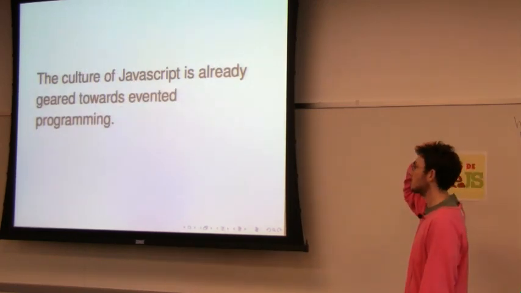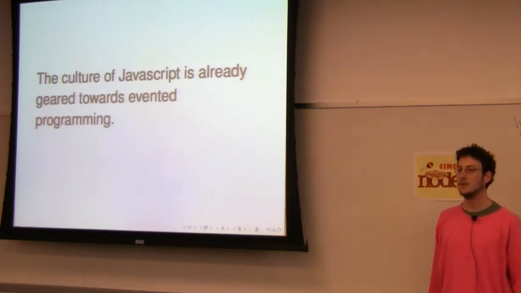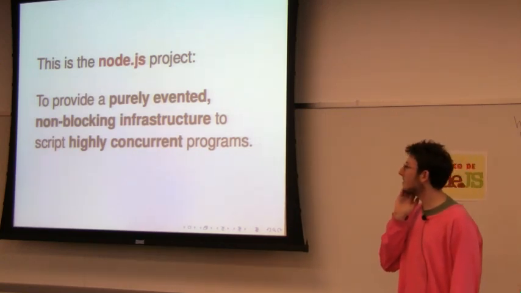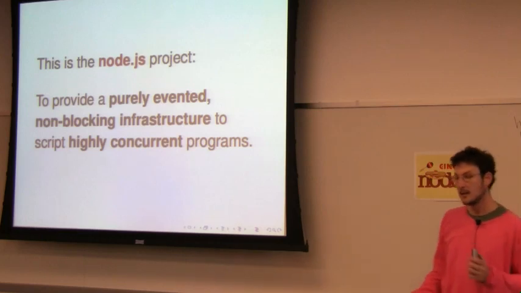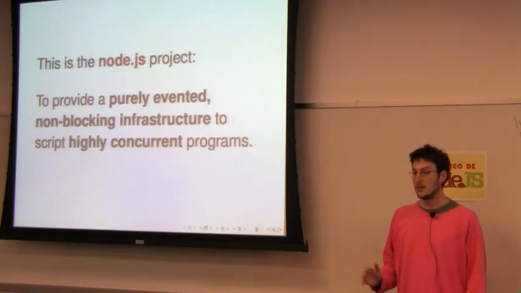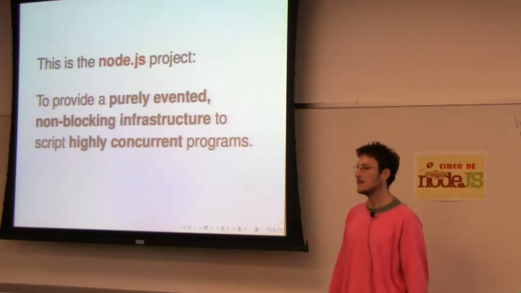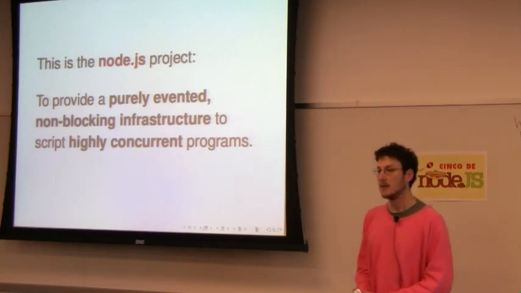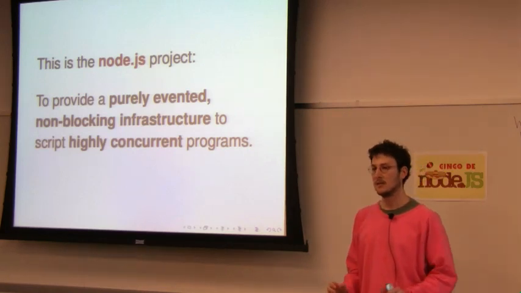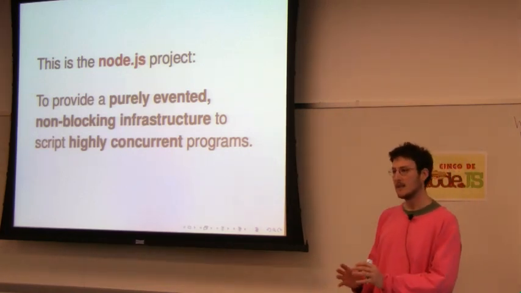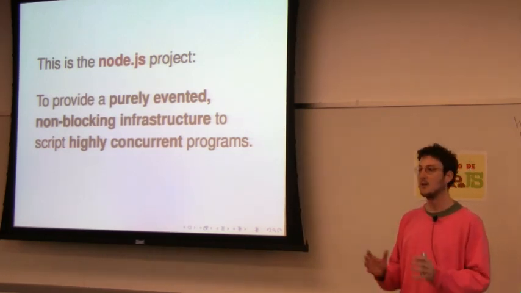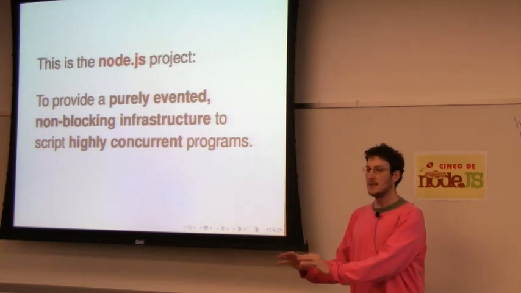So the culture of JavaScript is really already geared for evented programming. So the Node project, to end my long-winded philosophical section, is to provide this purely evented, non-blocking infrastructure to make these highly concurrent programs that are possible, but the users need to be put in a jail, right? They can't be trusted. You cannot give them blocking functions. They won't know what to do. You can't tell them about event loops or anything like that. You just have to put them in there and let them do their thing.